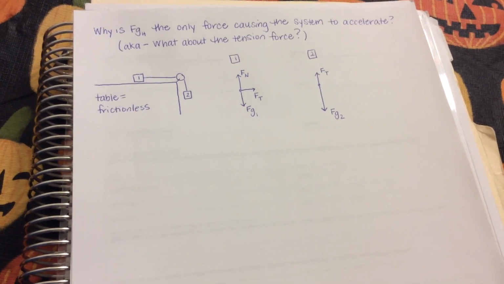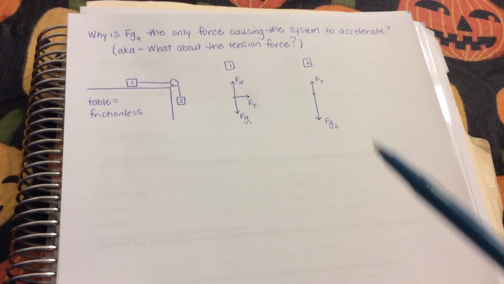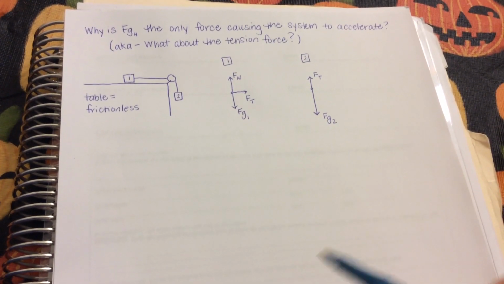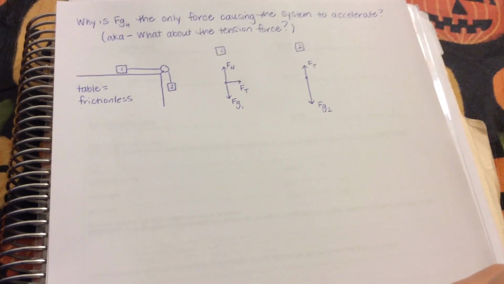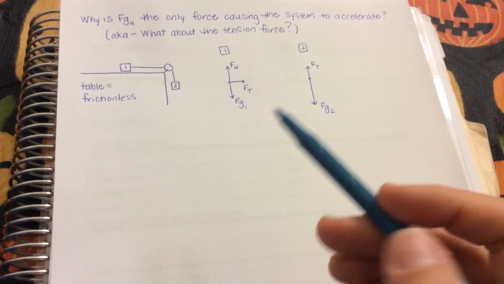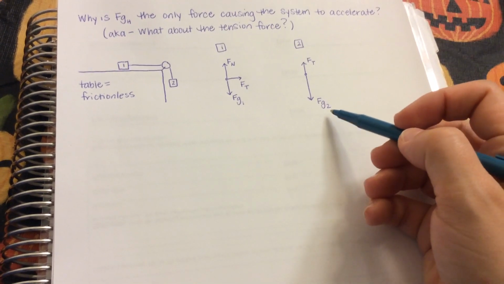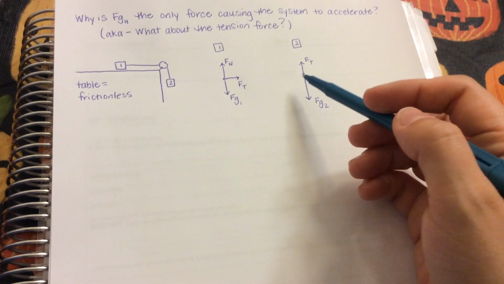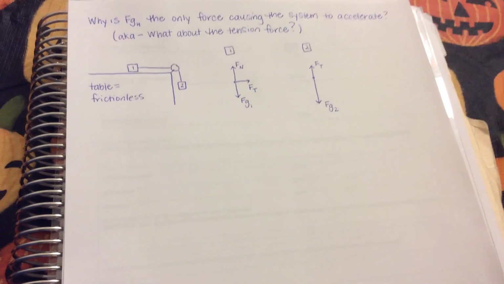Hey everyone, so here's a video just giving a little bit more of an explanation as to why the force of gravity on the hanging mass is the only force that's causing the system to accelerate, and it's the only force in our net force. Also known as, what about the tension force? I was getting some questions before about why we only think about the force of gravity as the net force and not the force of gravity minus the tension force, which is what we would normally look at.